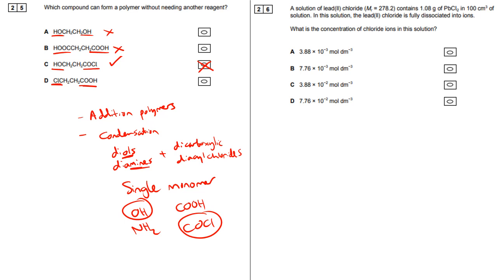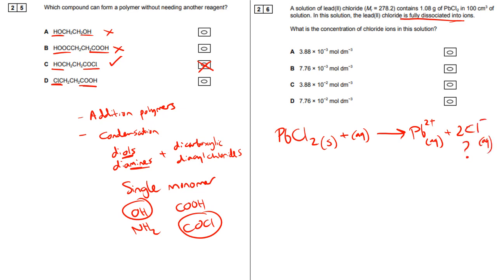Question 26. Solution of lead chloride, tells you the Mr contains this mass of lead chloride in 100 centimeters cubed. It fully dissociates into its ions. What's the concentration of chloride ions in this solution? So we've got a solution of lead chloride, and it's saying when the solid is dissolved, it's going to fully dissociate into its aqueous ions there. What's the concentration of chloride ions?